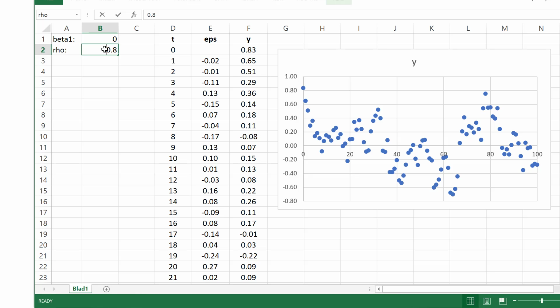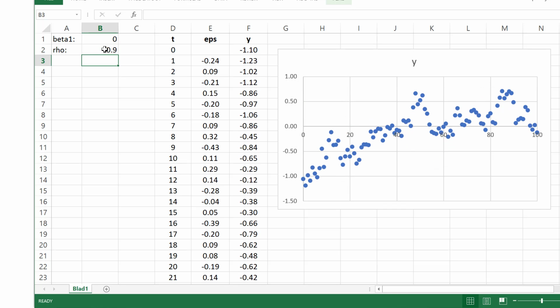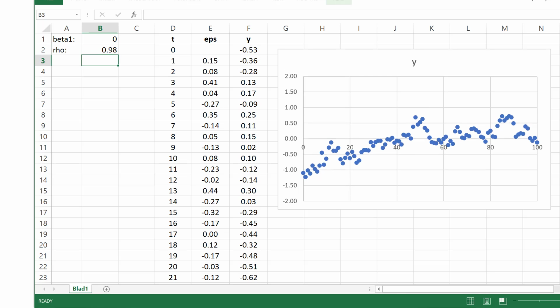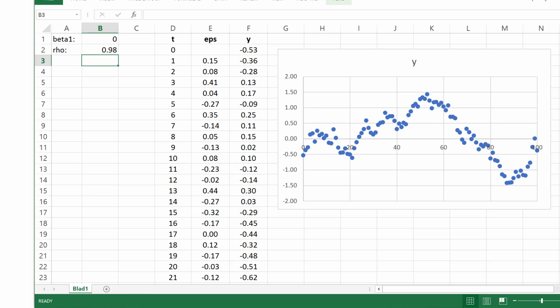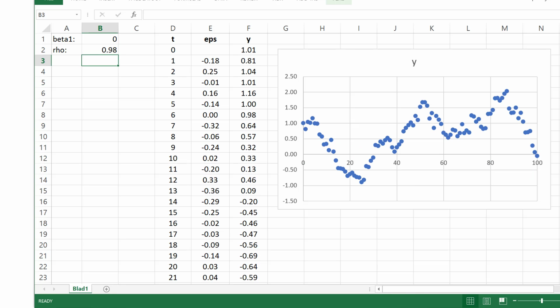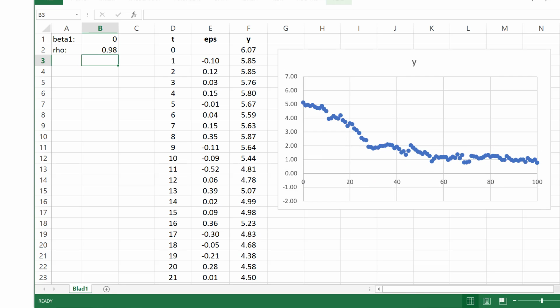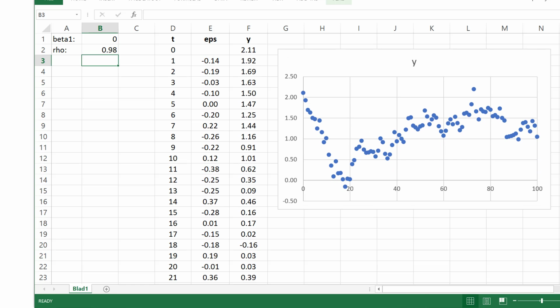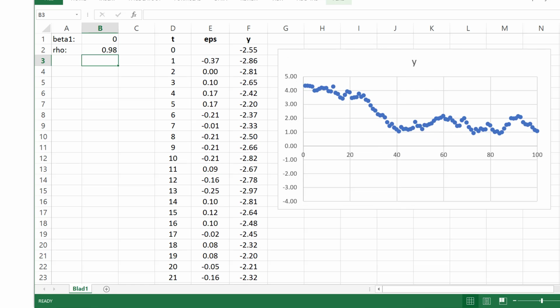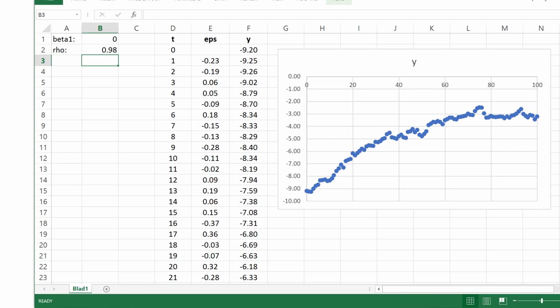Take it up to 0.9, and let's go to 0.98. I will discuss in a second why we can't go to 1 or above 1, come back to that, but 0.98, and the cycles are really obvious. If I F9 a couple of times here, we see that the cycles are extremely visible in the data.